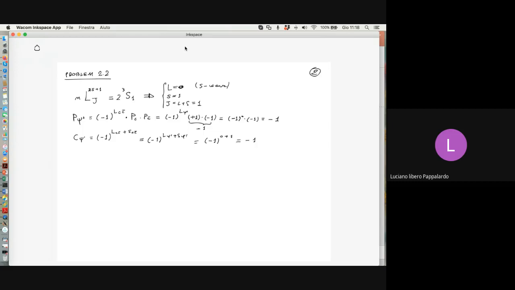And so we can now put all the information together. We know that the total angular momentum is 1 from here. We have calculated the eigenvalues of parity and charge conjugation, and therefore the quantum numbers J P C can only be 1 minus minus. Okay?